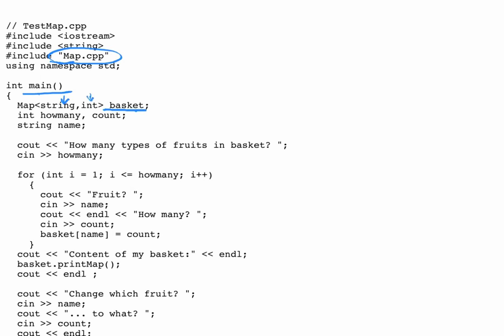So the key is the name of the fruit, so it's a string. The key is the fruit name. And the value is an int. The value is the number of fruit in the basket.